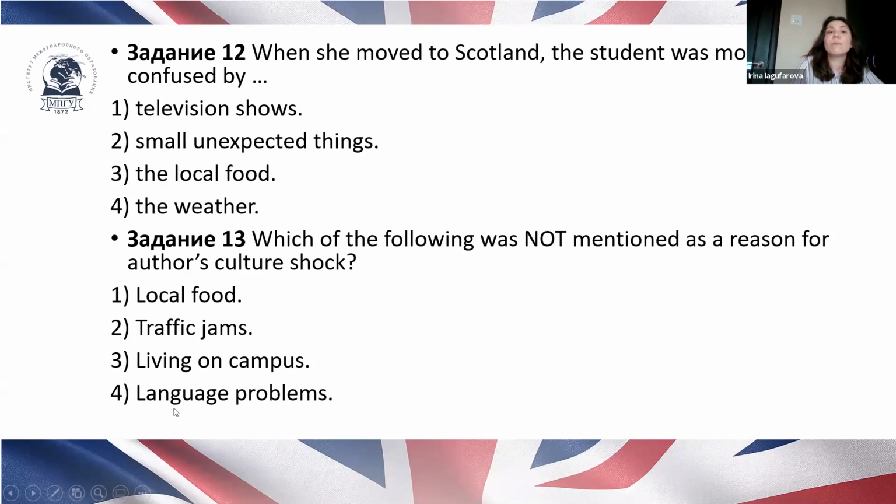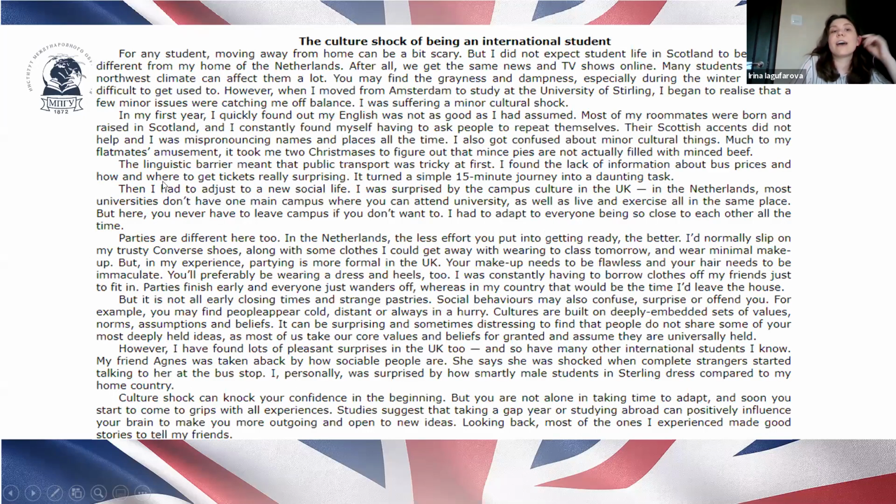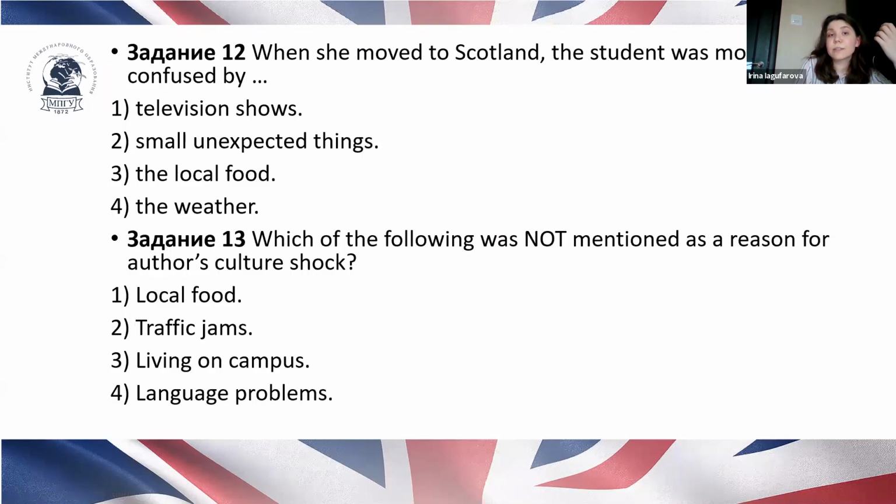And what about language problems? We see that she had the linguistic barrier. So of course, she was also influenced by this factor. So it was also the reason for her culture shock. So we see that the local food was mentioned, living on campus was mentioned, language problems were mentioned, and traffic jams weren't mentioned as a reason for author's culture shock. They weren't mentioned in general in the text. So the second variant is the wrong one.